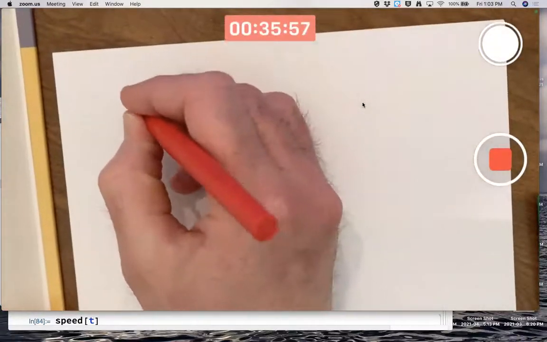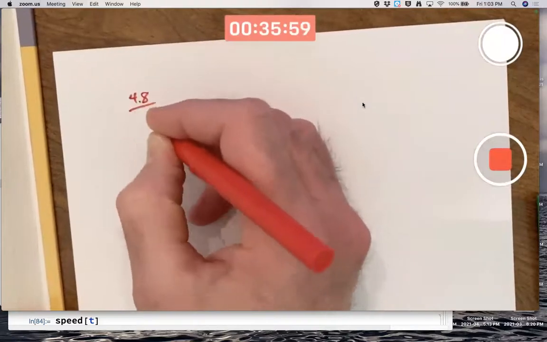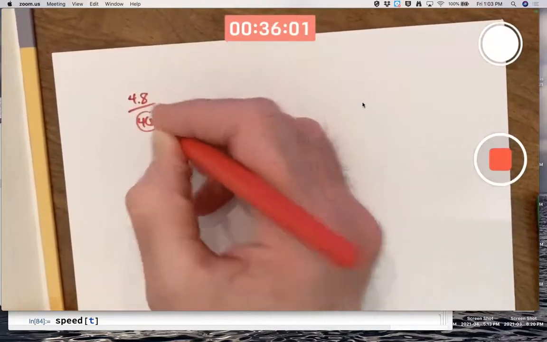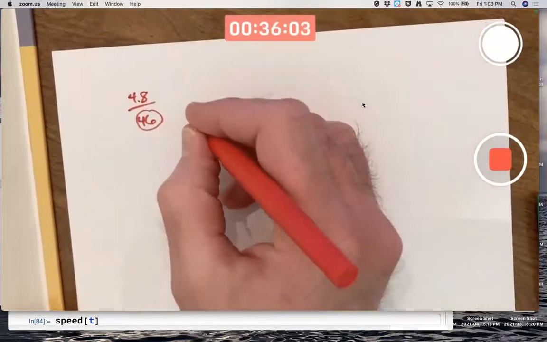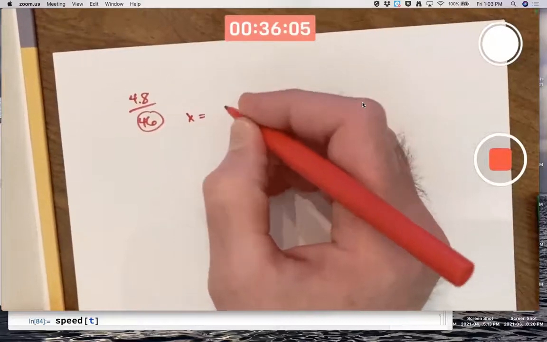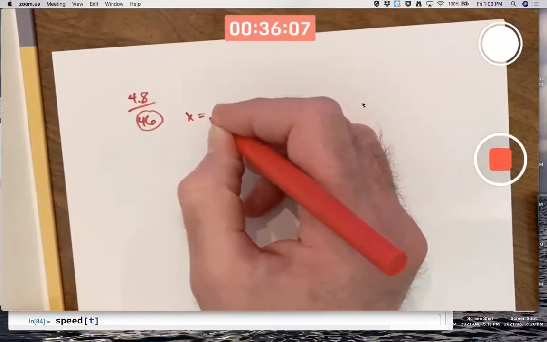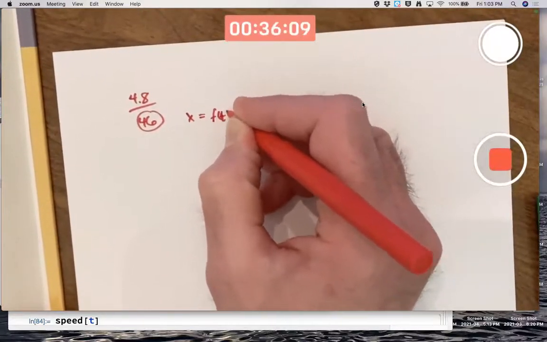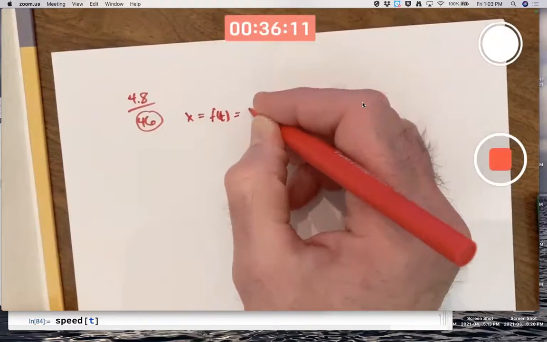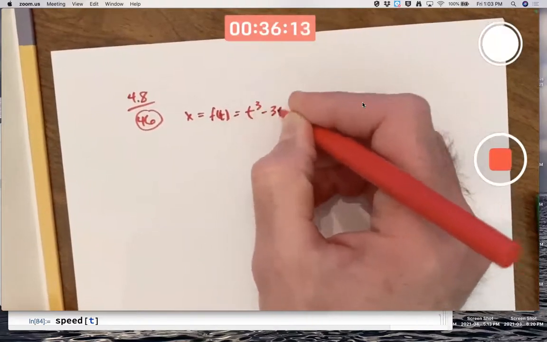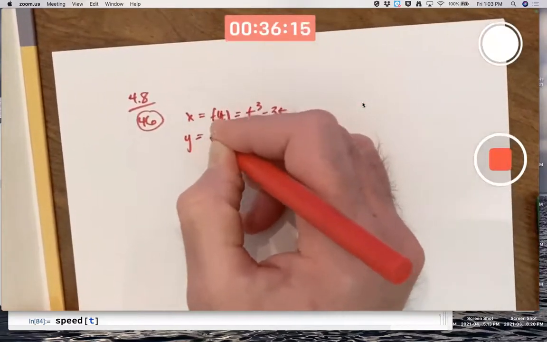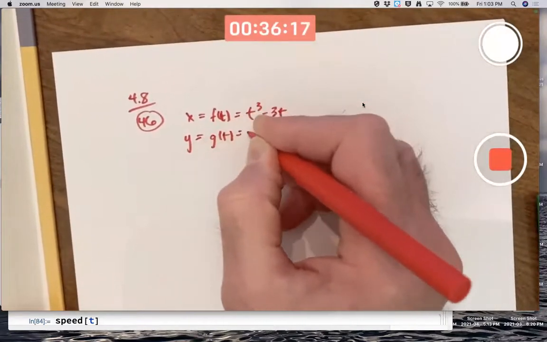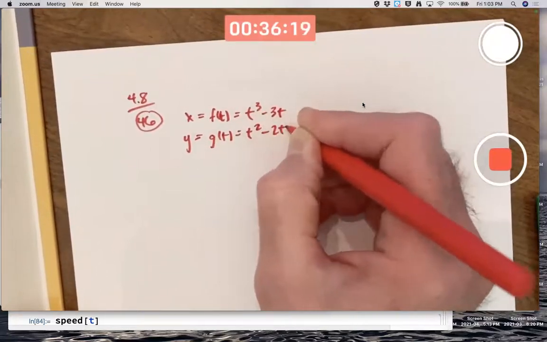This is section 4.8, number 46. The book doesn't call it f of t and g of t, but I think I will. X equals f of t is t cubed minus 3t. Y equals g of t is t squared minus 2t.